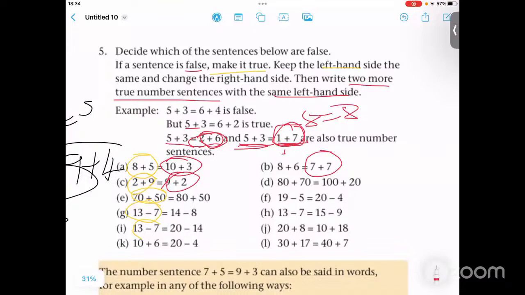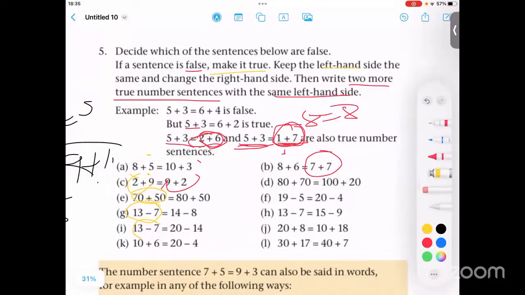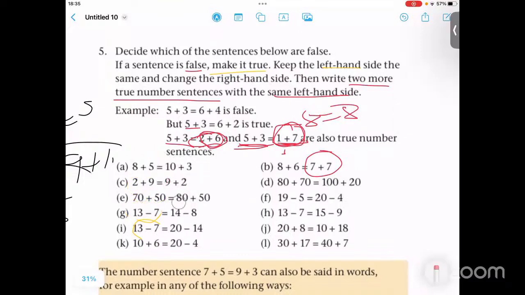Are we together? Yes. Do you all understand? Yes, ma'am. Perfect, perfect, perfect.